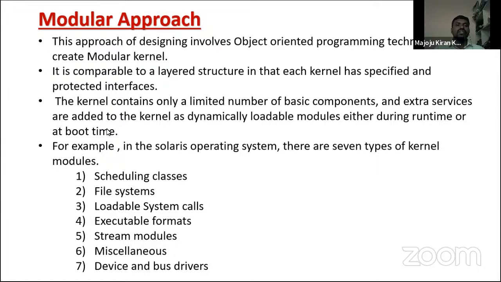We have an example for this modular approach to operating system structure. We have an operating system called Solaris. In the Solaris operating system, there are 7 types of kernel modules: scheduling classes, file systems, loadable system calls, executable formats, stream modules, miscellaneous modules, and device and bus drivers. So these 7 types of modules are loadable at runtime based on the necessity, based on the requirement. So that is the modular approach.